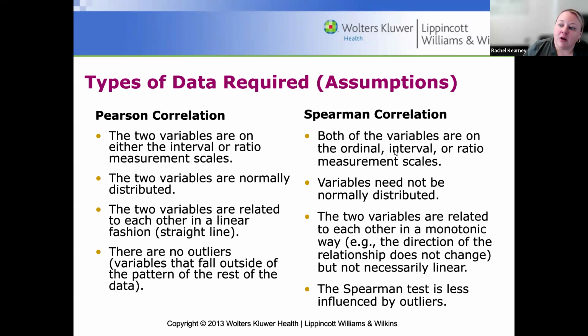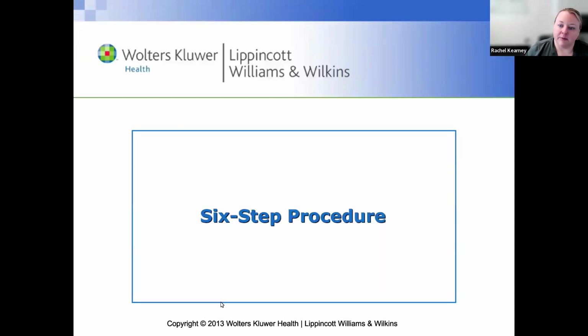In the Spearman, both of the variables are either ordinal, interval, or ratio. The variables don't have to be normally distributed. The two variables are related to each other in a monotonic way, but it doesn't necessarily have to be linear. So the direction of the relationship doesn't change, but it doesn't necessarily have to be a linear relationship. And the Spearman test is less influenced by outliers. So if you have some outliers, the Spearman might be the more appropriate test.